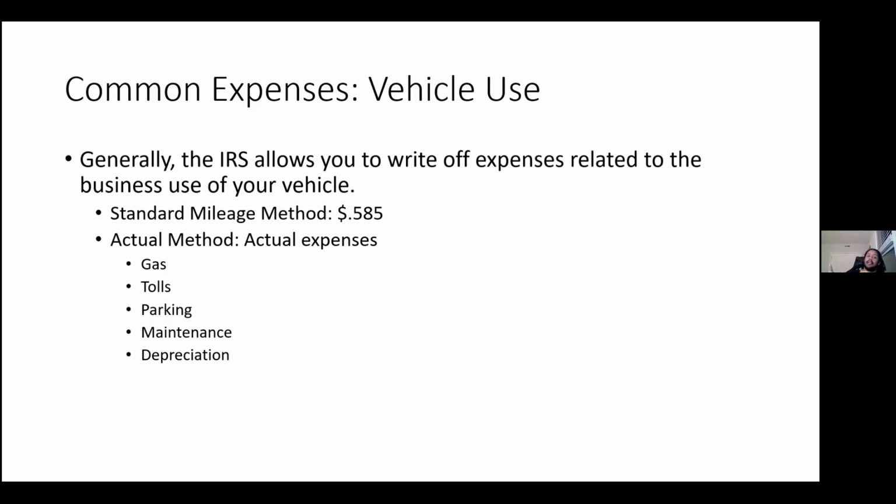That's the standard deduction, and you can also do the actual one. So in that example, I drove 1,000 miles, I got $585. If you drove that same 1,000 miles, but your gas, tolls, parking, maintenance, and depreciation of your car eclipse that amount, then you want to use the actual method, because then you'll be getting more bang for your buck.